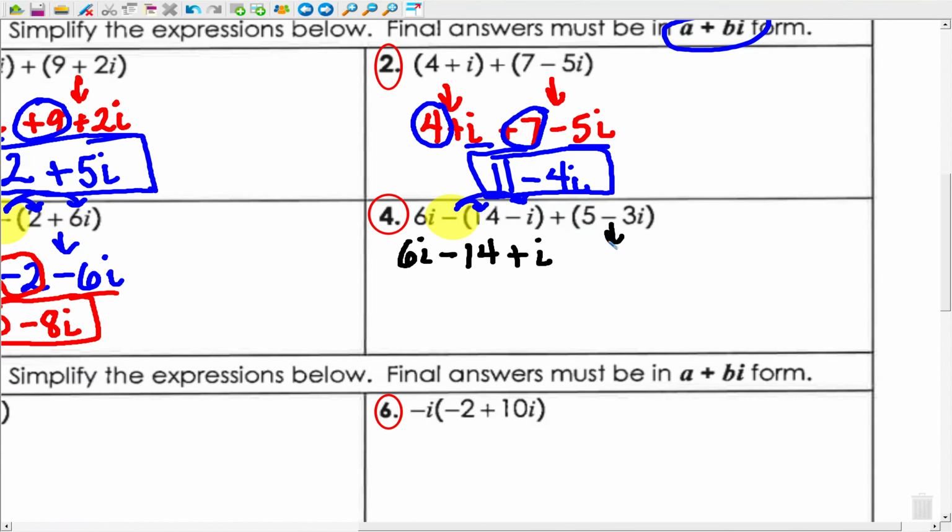What you have here, there's no negative sign, so all I need to do is just bring these down. Plus 5 minus 3i. Now I'm going to get my like terms together. Do the real numbers first. That's negative 14 and positive 5. Negative 14 and positive 5 is negative 9. And now this is a 6 plus 1 minus 3. Well, 6 plus 1 is 7, and 7 minus 3 is 4. So my final answer is -9 plus 4i.